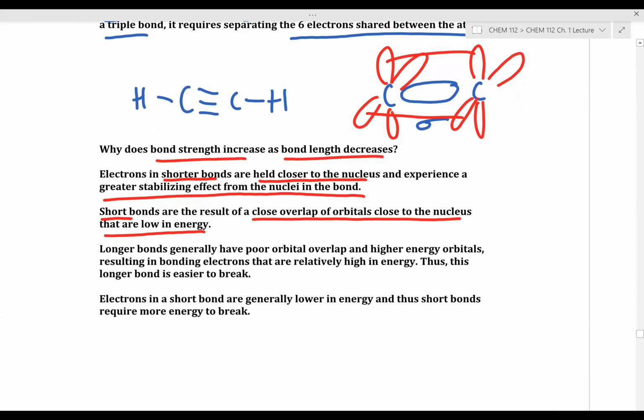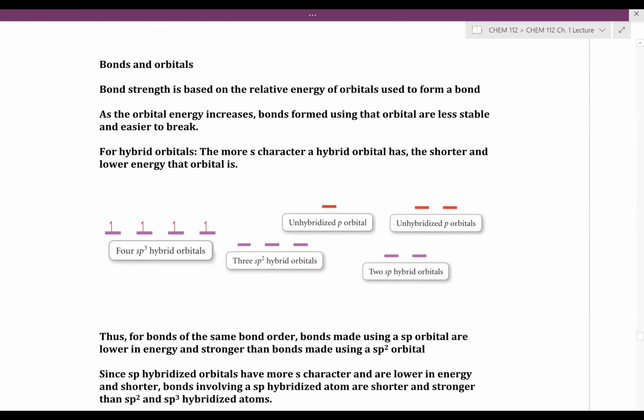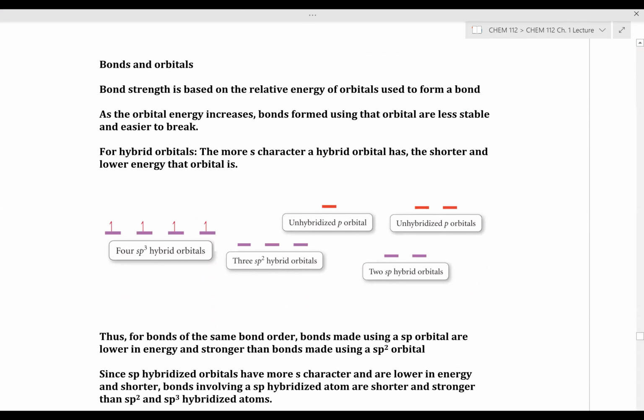Now, in general, electrons in short bonds are lower in energy, and as such, it takes more energy to break these short bonds. You have to put more energy in. Let's now look at some factors that affect bond length. And let's really drill down on orbital effects on bond length and strength.